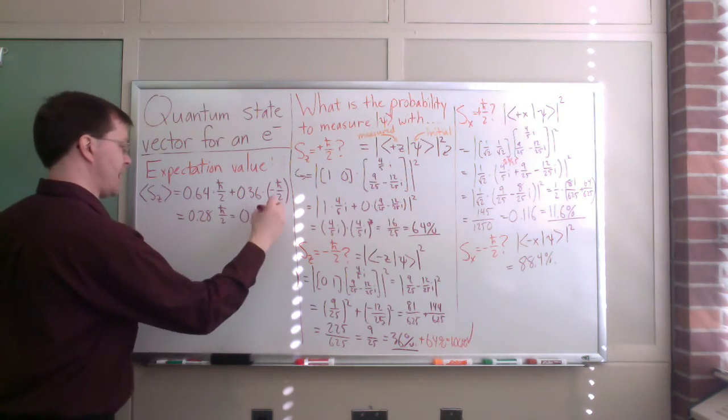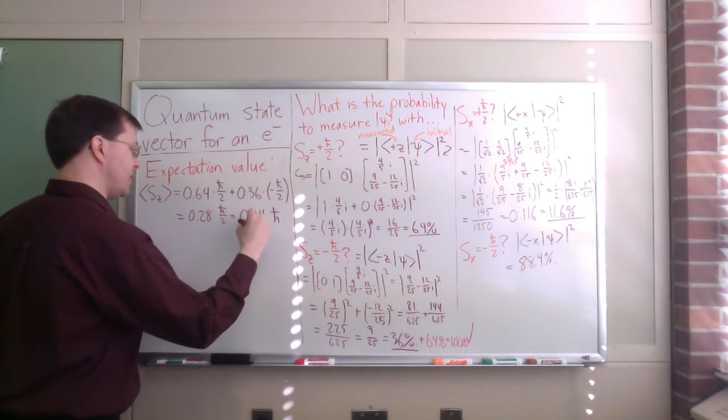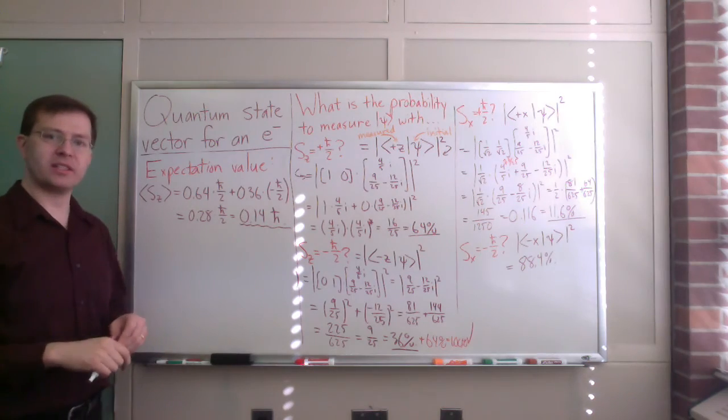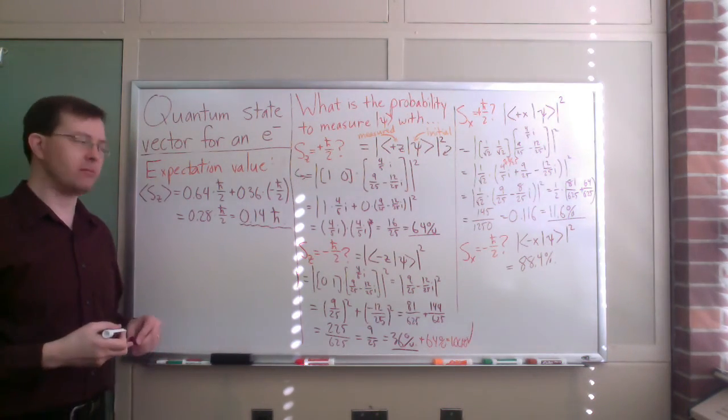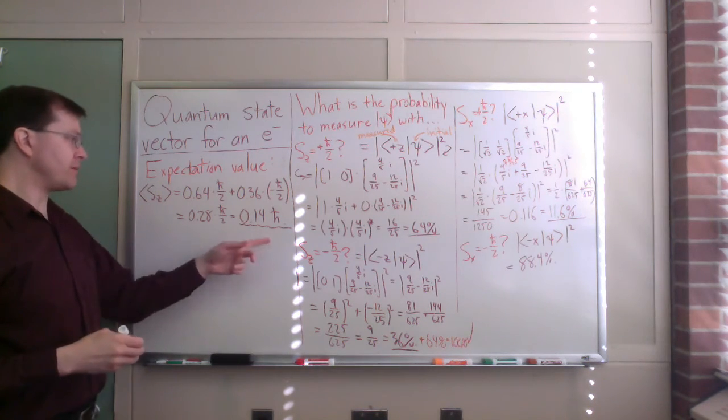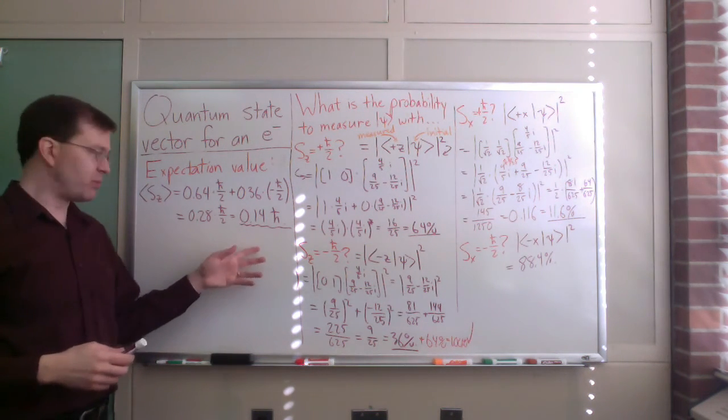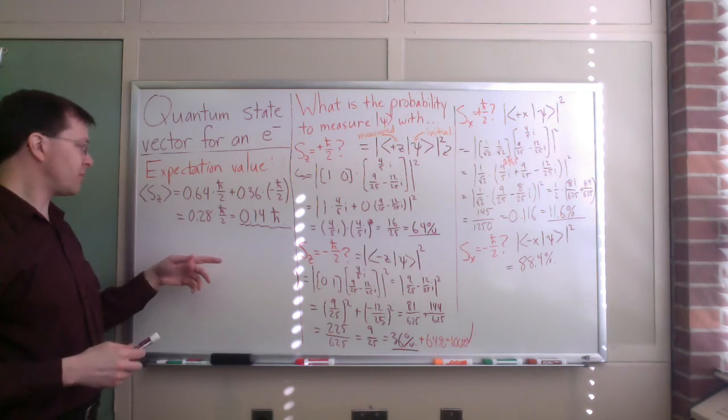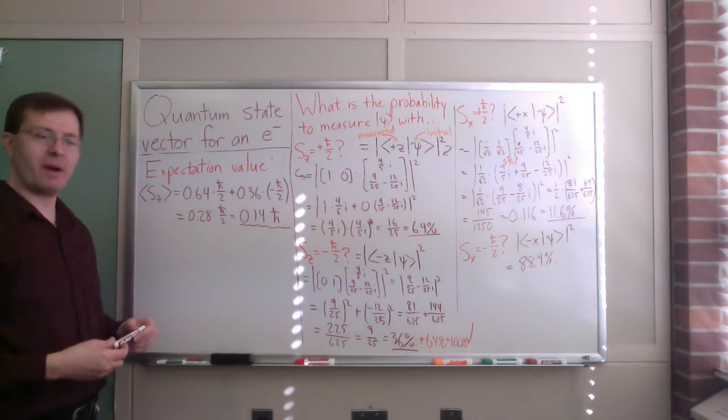So I won't work out exact numbers, but that gives me an idea that if I measure the spin along the z-axis of a bunch of copies of this system, I'll get 0.14 times h bar. It's going to be pretty close to 0 in the middle, but it's going to be more positive than negative. That'll be my average.